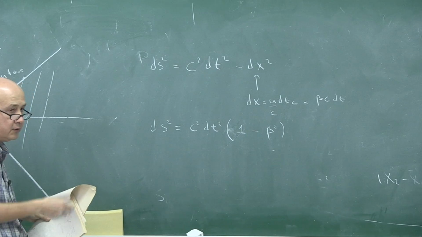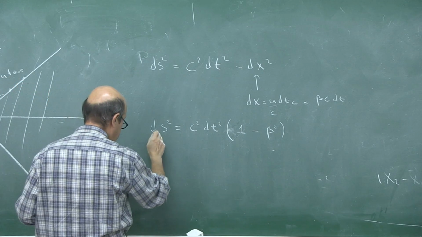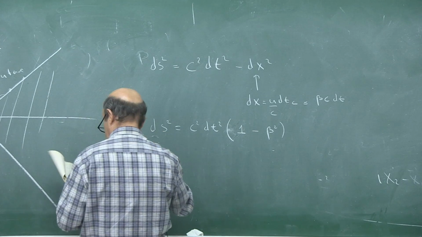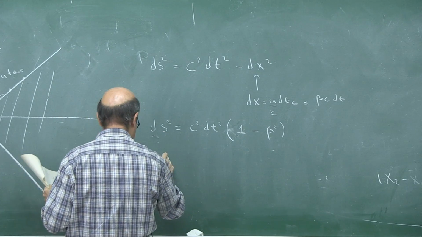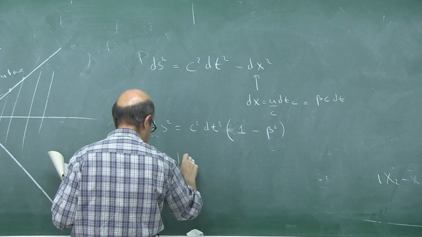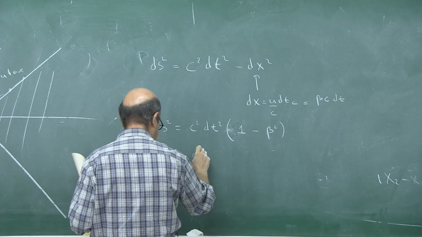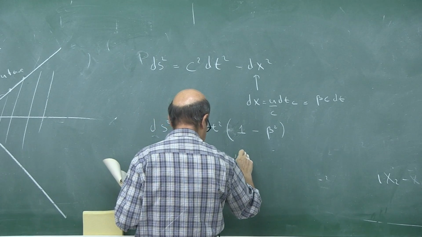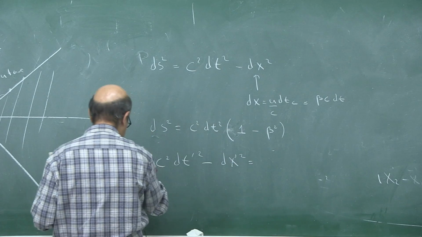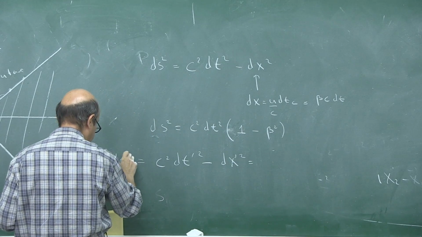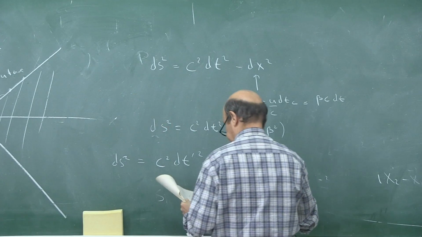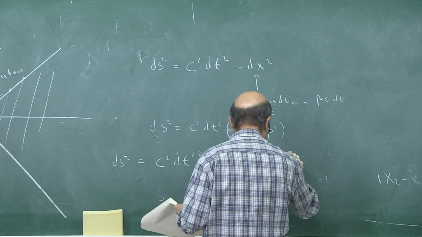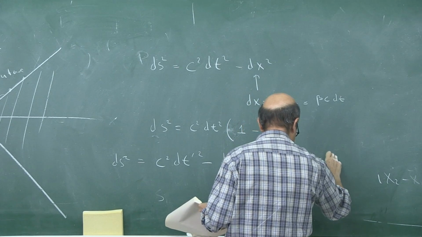If you go to a different coordinate system, this length doesn't change. We said that. So if you go to the coordinate system such that c² dt'² minus dx'², this value will be the same. That is again c² dt² (1 − β²).